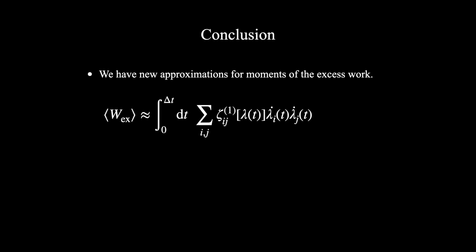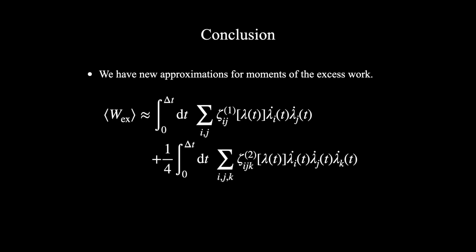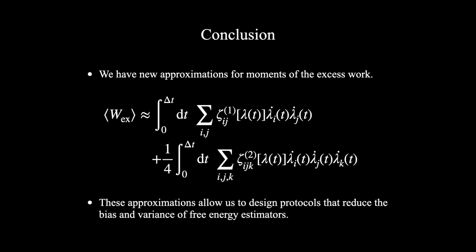So in conclusion, we have new approximations for moments of the excess work, in particular in terms of the Stokes and supra-Stokes tensors, and these approximations allow us to design protocols that reduce the bias and variance of free energy estimators.